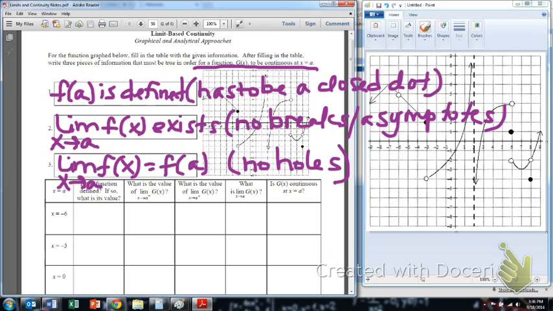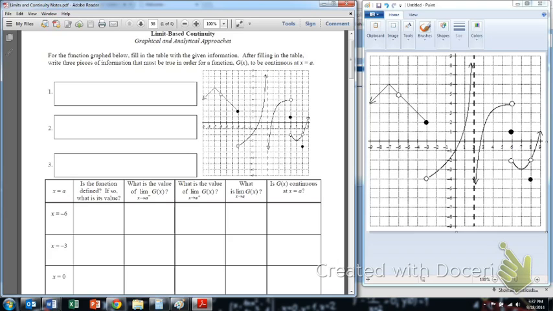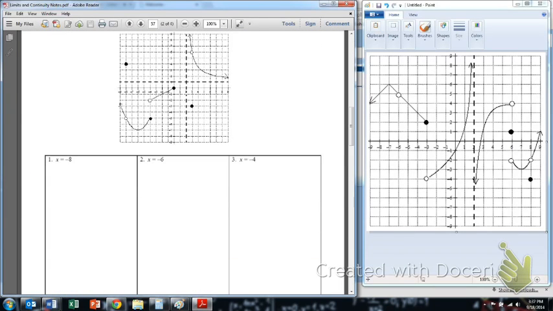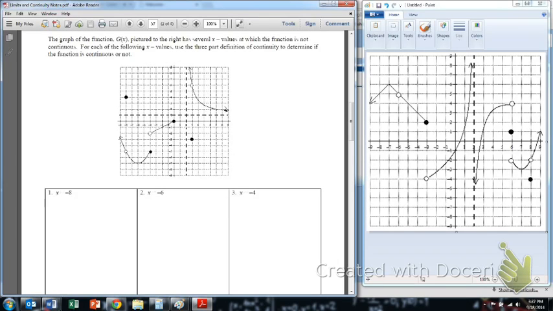So we're going to look at some examples in this other graph that's on your paper and tell whether or not the function is continuous at those places. So let's look at the other graph on here. All right, so we have the graph of the function g of x pictured to the right, or in this case to the left, has several x values for which the function is not continuous. For each of the following, use the three-part definition of continuity to determine if the function is continuous or not.